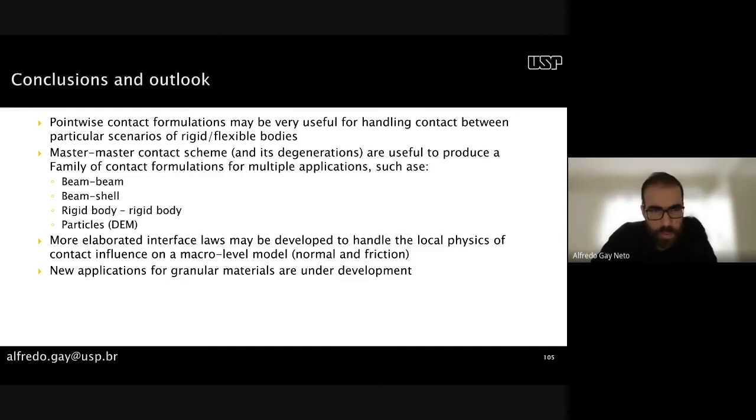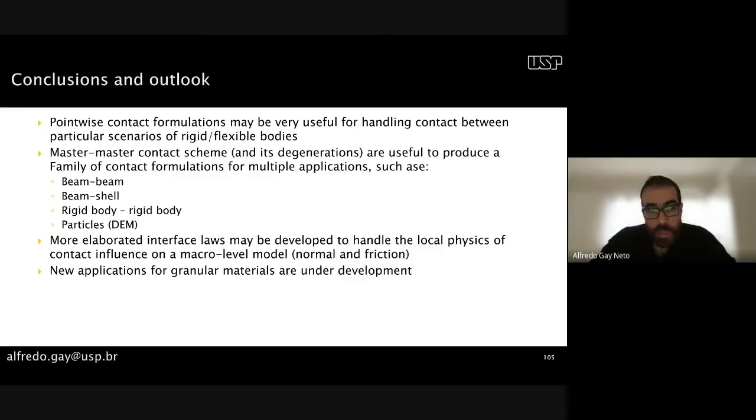And what we can do by now for doing research, for example, in these topics, more elaborated interface laws may be handled to consider local physics of contact and its influence on macro level models. For example, how to manage normal and friction forces. By now, the implementations here are quite simple from this point of view. We've been using a normal penalty approach, that's a linear spring in the normal direction, and for friction force, we use a tangential penalty and Coulomb model, for example. The more enhanced model that I showed here is a Coulomb with two coefficients of friction, the static and the dynamic one, but it could be much more elaborated.